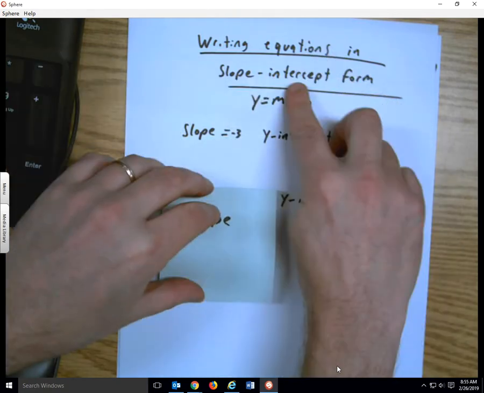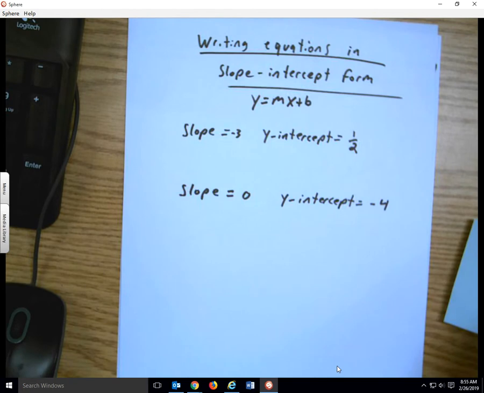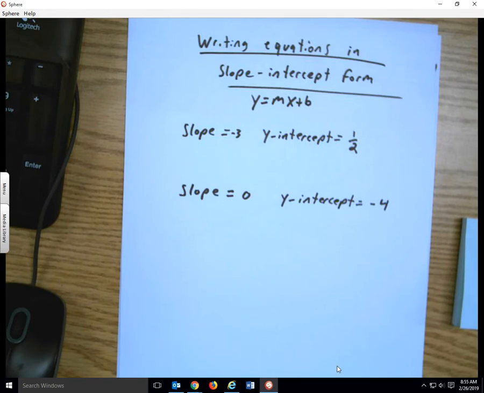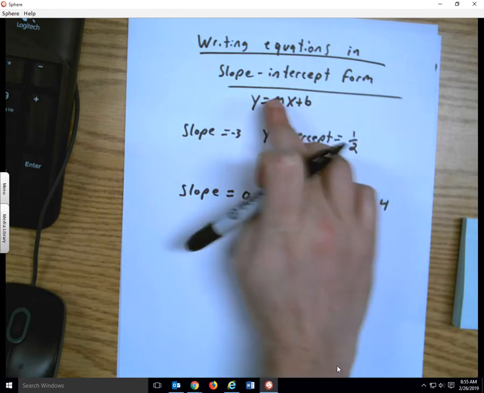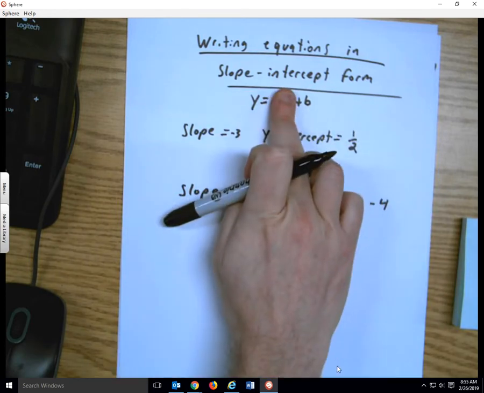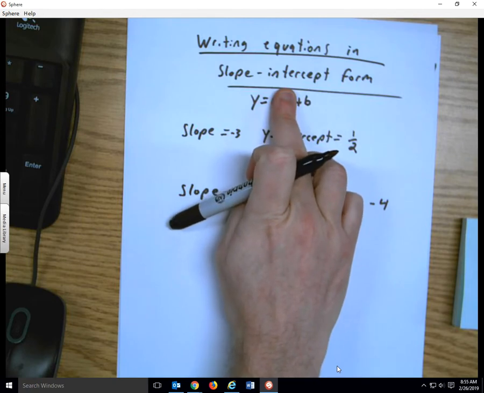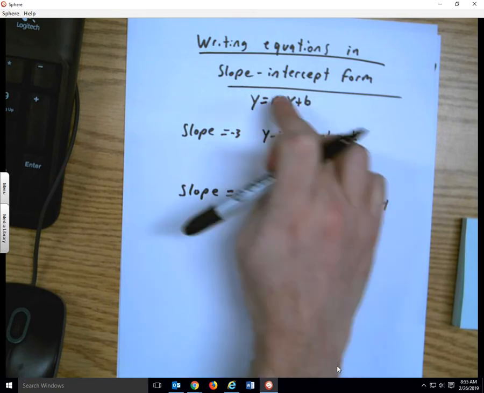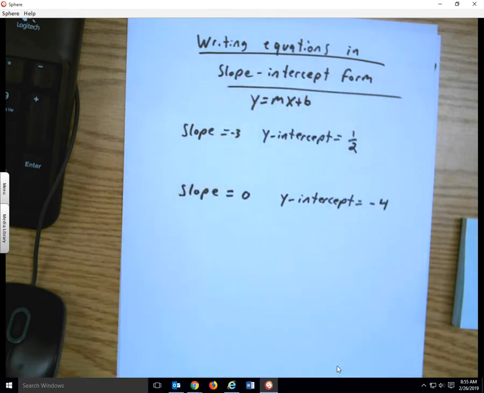That's why it's called slope. But why is it called intercept? We also learned in previous lessons that the b is the y-intercept. It's when x equals 0 that the y equals b. So that's why it's called intercept, because of the b. It's called slope because of the m.